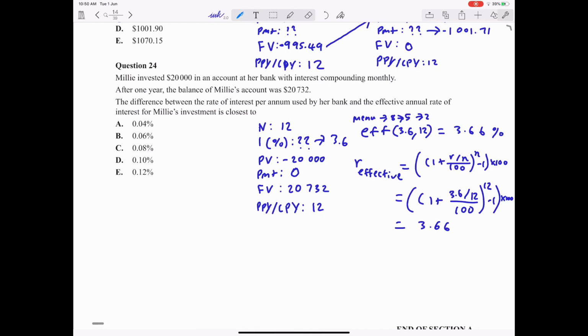We want to find the difference between the rate of interest per annum and the effective annual interest rate. So you just subtract the annual rate, 3.6, from the effective interest rate, 3.66, which gives you 0.06. Therefore, B is the correct answer.